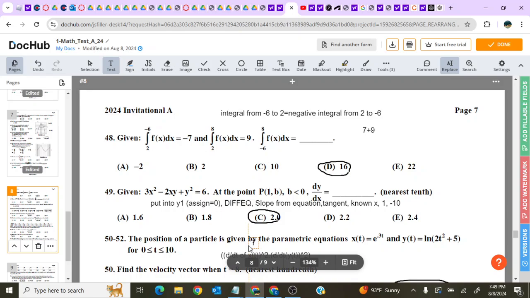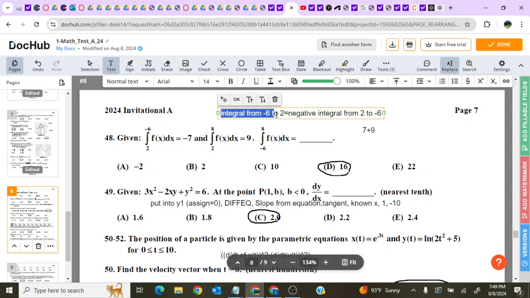48, given integral from 2 to -6 of fx is -7, integral from 2 to 8 is 9. What is the integral from -6 to 8? Well, first off, you should know that this is starting at a higher value and going to a lower value. We don't want that. That makes things annoying. So you should know that the integral from -6 to 2, which will help us and is correctly in order, is the same thing as the opposite of the integral from the two bounds reversed, because in this case, it's going from left to right to left.